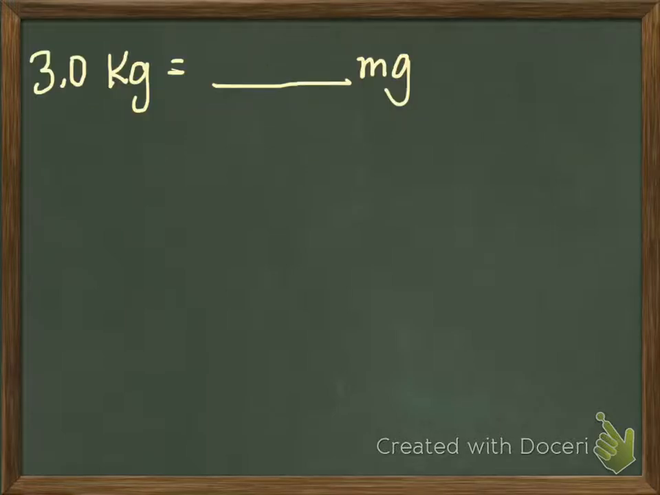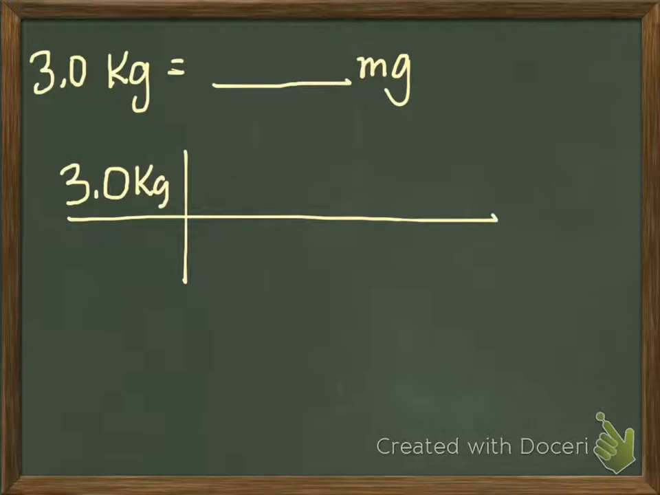Okay, here's our first problem. We have 3 kilograms, 3.0 kilograms, and we'd like to know how many milligrams that makes. Let's use our factor label, and we'll examine our simple rules for solving with factor label. The first rule, always put your given in the first box. That's pretty simple. No matter what your given is, it's going to go here.